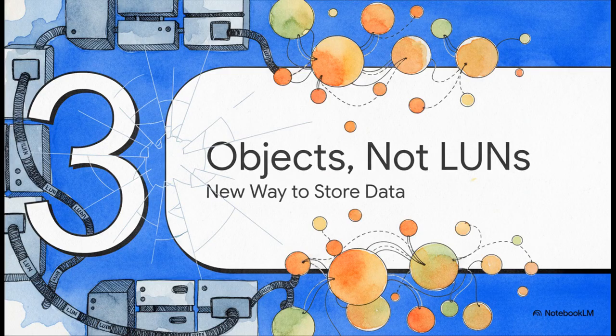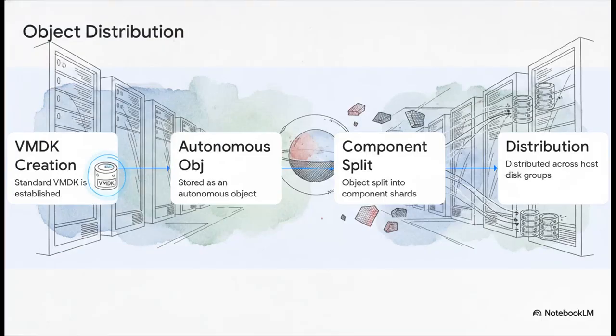All right, part three. Objects, not LUNs. An entirely new way to store data. Traditional arrays rely heavily on LUNs and clustered file systems. Well, vSAN basically throws that entirely out the window in favor of a distributed object store. Let's walk through how a virtual machine disk actually gets stored here.